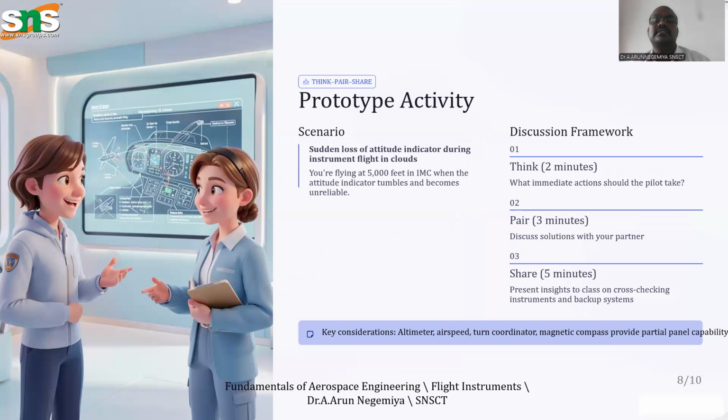In that, what is the activity we will do? Think, pair, share. That means, what are the failures that can happen before flight takeoff, and what solutions will we apply in these cases? And what solutions have you already implemented? These are all the possible solutions you can share with your colleagues. These are all the things for the activity.